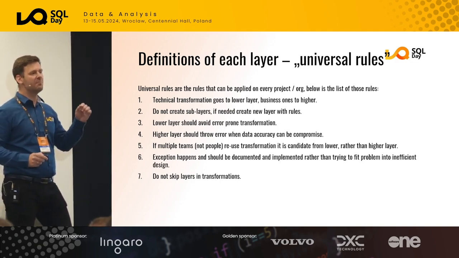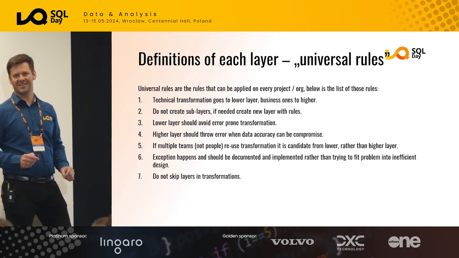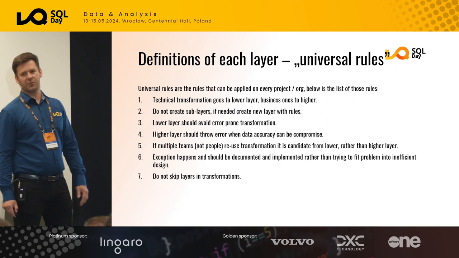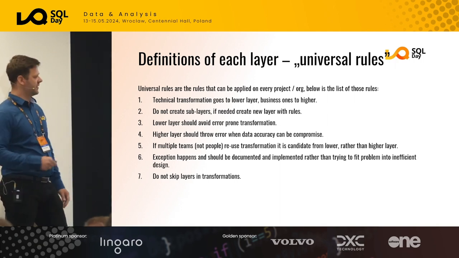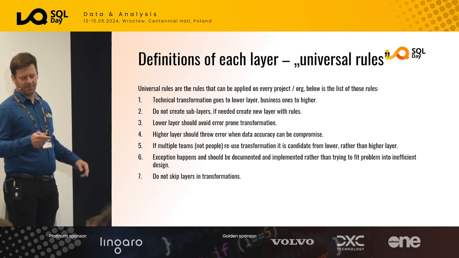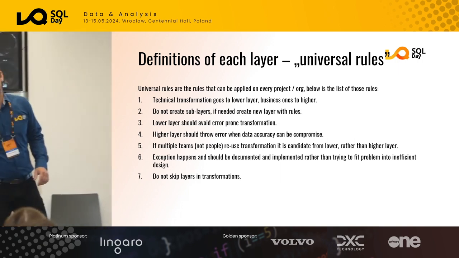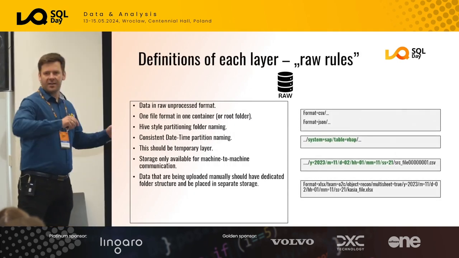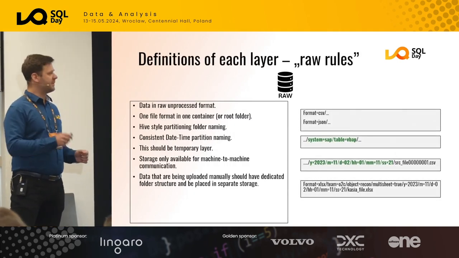And I saw it in every single project. People say, this is silver, I have to put it there. Then you create a monolith and very error-prone transformations. And do not skip the layers. We'll have an example of how not to skip the layers. So, okay, we go to the layer-specific rules.